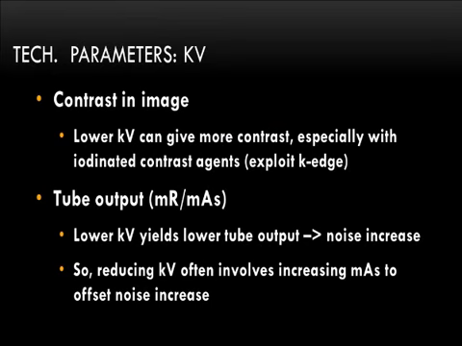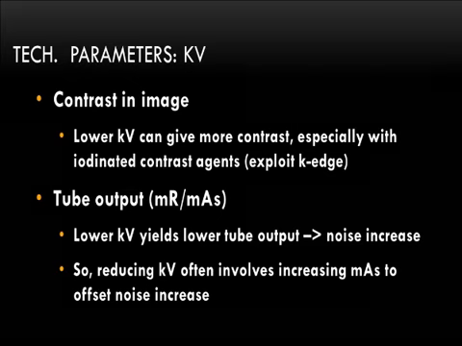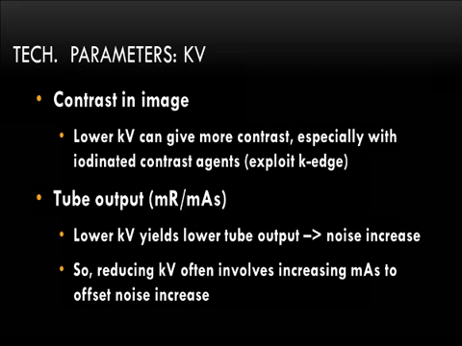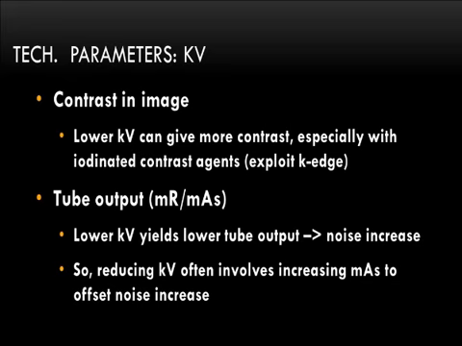Okay, what does it do? Well, it does affect the contrast in the image. The lower KV can give more contrast, especially when using iodinated contrast agents to exploit that closeness to the K edge. So we'll often see KV reduced or selected, a lower value selected for small patients or when iodine studies are used, contrast studies. However, when you do that, the tube output is also reduced when you reduce the KV. That is, the output per MAS is reduced. So that lower KV yields a lower tube output. That means the noise is going to increase.